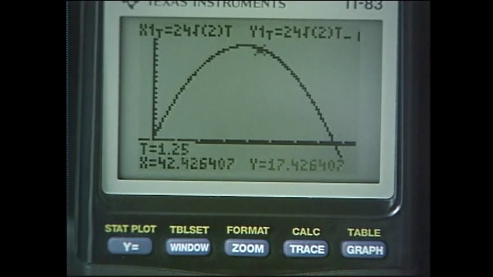I'm going to cursor over to the point where we're very near the ground, and you might think at this point that the batteries are low on my calculator or something like that, but no, I just changed my batteries.